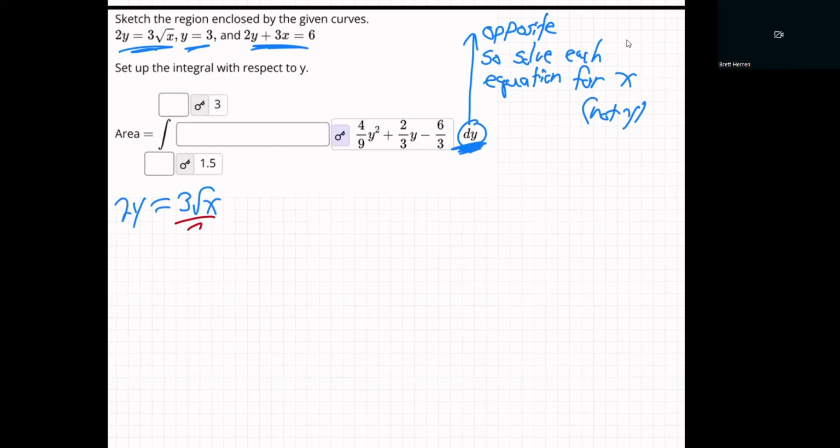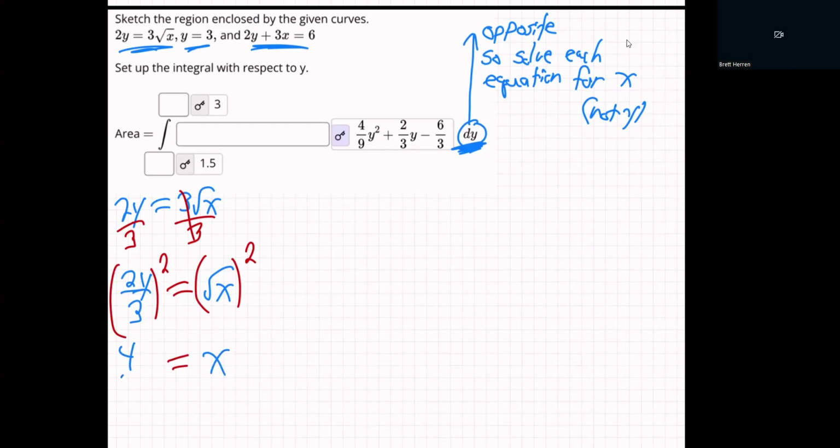That'll be easier. So divide by 3. Get the x alone, not the y. So root x is 2y over 3. Then square both sides to get rid of that root. And so there it is, x is alone. What's this going to be? 4/9 y squared. There it is. So we got x alone, not y.